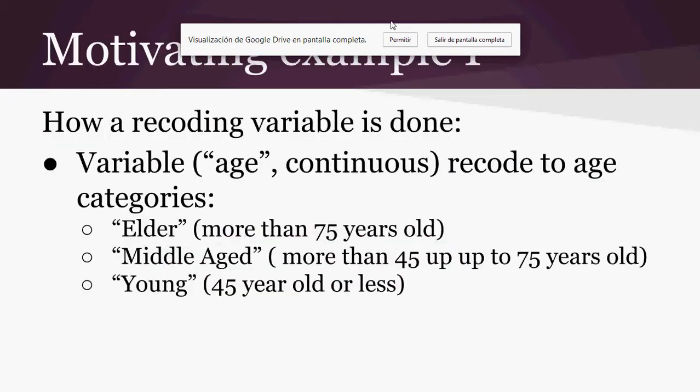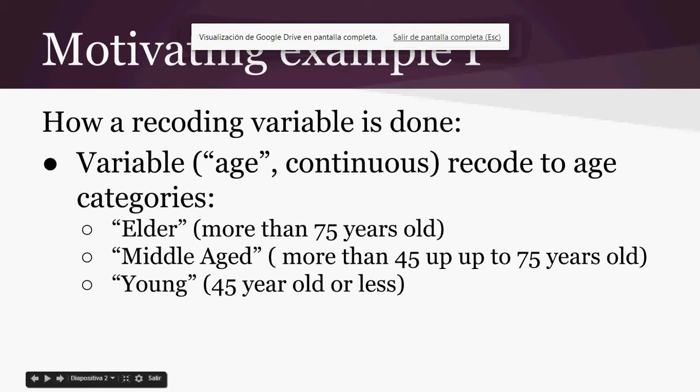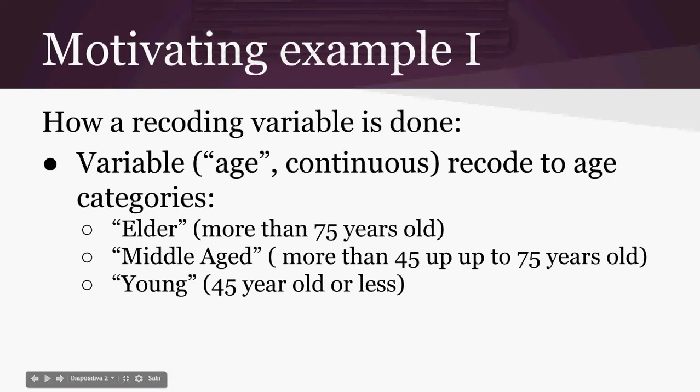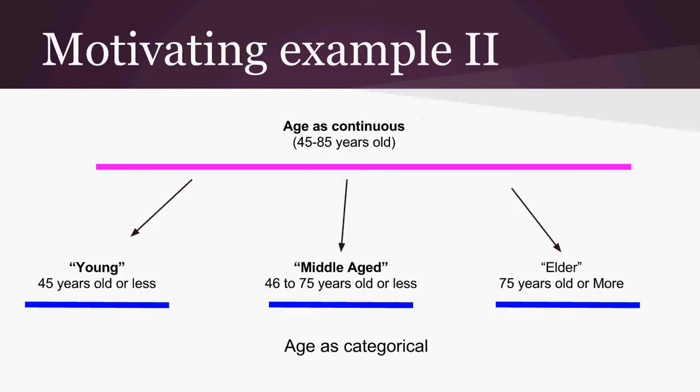First, I will start with a motivating example. It's actually a thing that everybody knows how to do, which is how to recode a variable that is continuous. We have a variable age that is continuous, and I will recode it in three categories. The elder, who are people that have more than 75 years old. The middle age, those who are between 45 and 75 years old. And the young, people who are 45 years old or less.